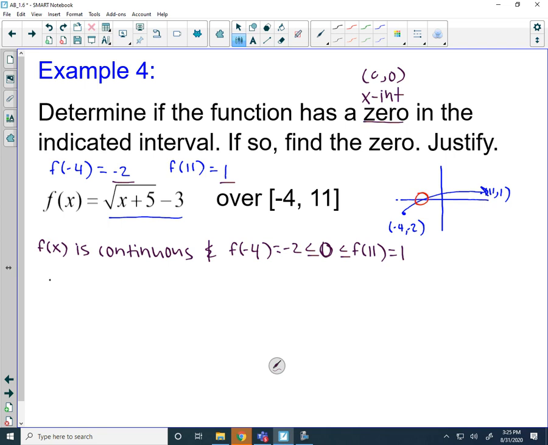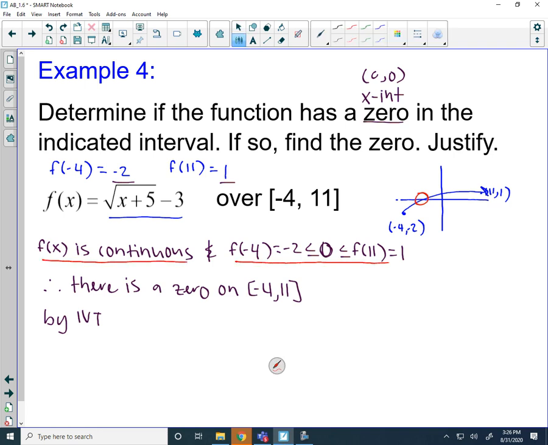So therefore, there is a 0, or f of x has a 0 on the indicated interval, so on -4 to 11, and then state which theorem we're using. So by IVT. Again, I'm counting up 4 things. We're stating that the function's continuous. We're showing that inequality. We're answering the question. We're stating the theorem. So I'm looking up to 4 things.